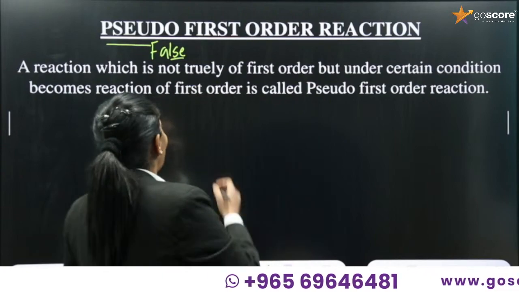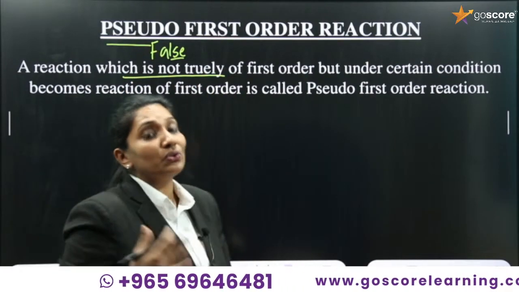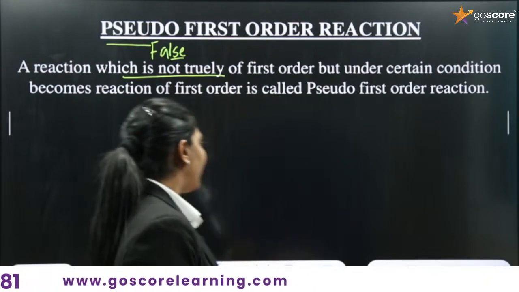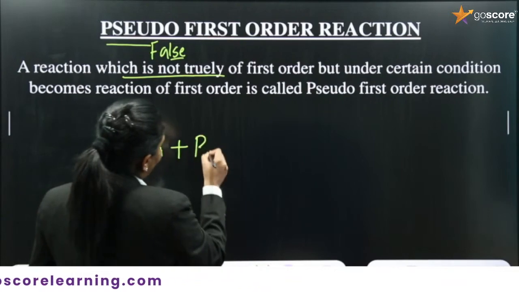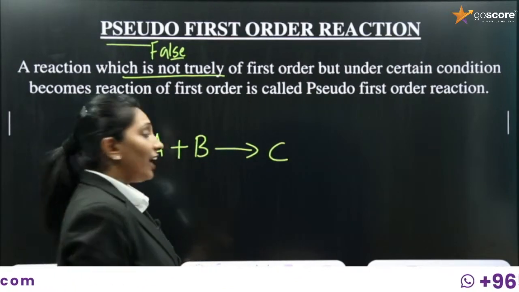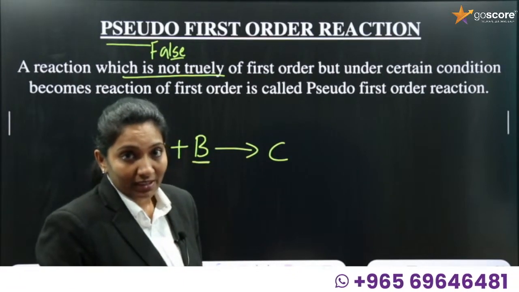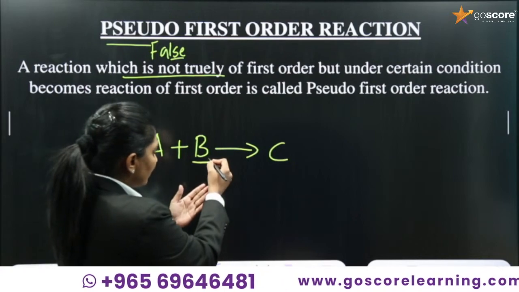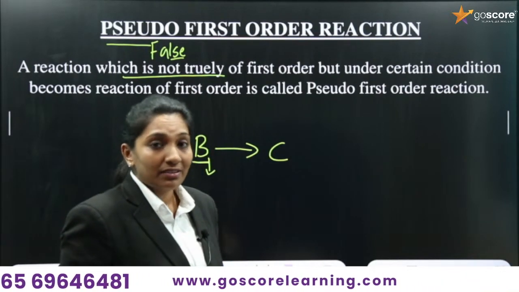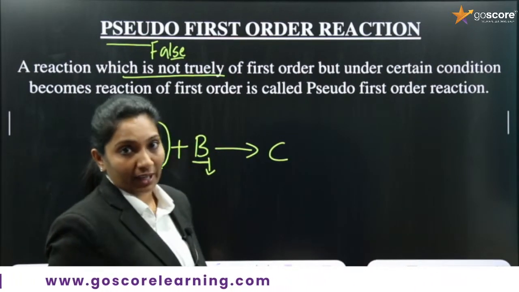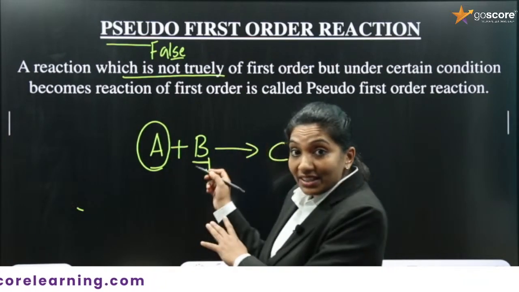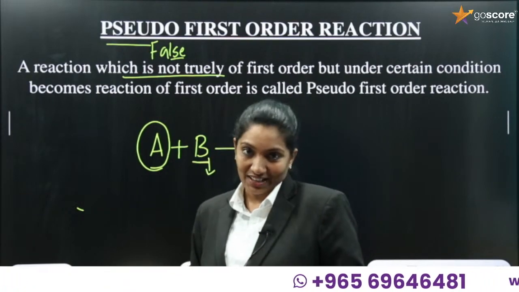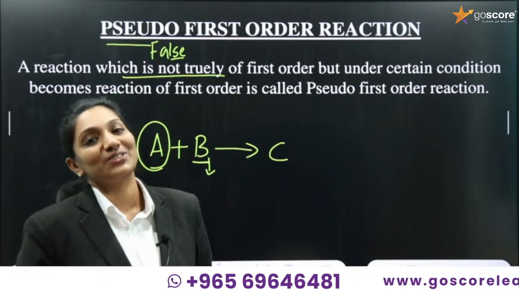No, right? Okay. So actually the pseudo first order reactions are not truly of first order, but if any of the reactants is in higher concentration, take an example of reactant A plus B giving C. Here, if the reactant B is in excess quantity, in more concentration, then if you consider the rate of this reaction, the change in concentration of B will be very negligible compared to the reactant A. So, due to the condition of excess concentration of one of the reactants, this reaction will follow first order kinetics. That's why we call it a pseudo first order reaction.